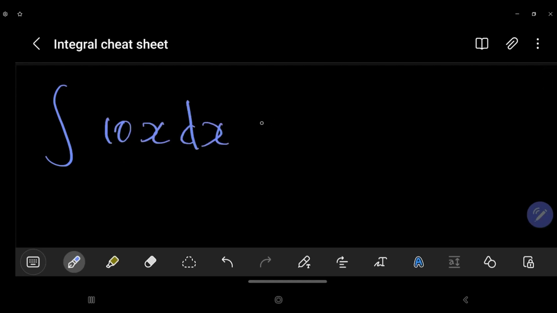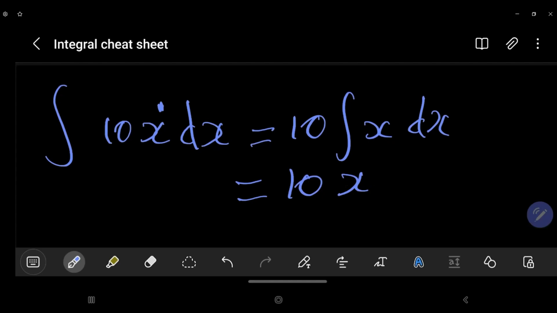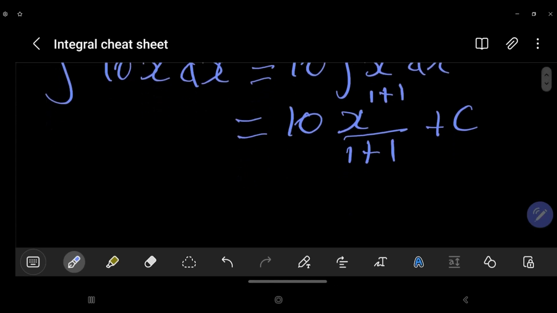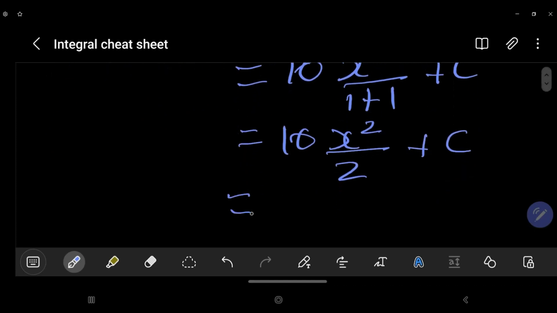So once again, we know the x is raised to the 1, so that's equal to 10 times the integral of x dx, which is 10x. The n is 1, so it's 1 plus 1 divided by 1 plus 1 plus c. And that's going to give us 10x squared divided by 2 plus c. And this is not our final answer. We know we can simplify it in this case. So this will be 5x squared plus c.